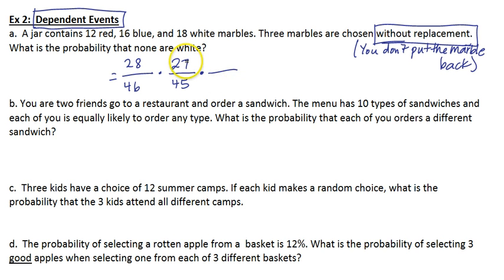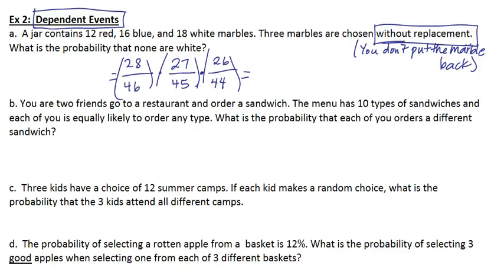Once I've taken out that marble, now there's only 26 not white marbles left in the jar, and there's only 44 marbles total. Go ahead and multiply that all together and see what you can get for your answer. While you're doing that, just again, always assume you got what you wanted when we're doing probability questions. That's the thing that kind of throws people off with these.